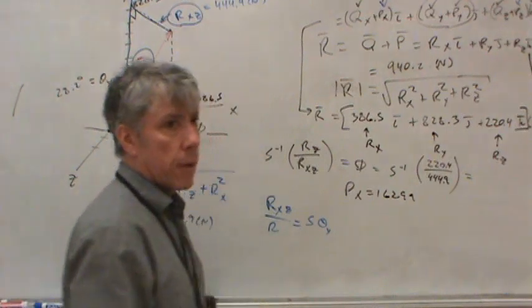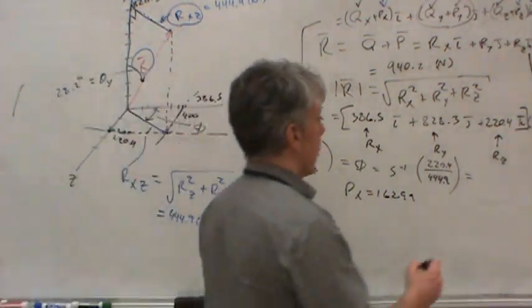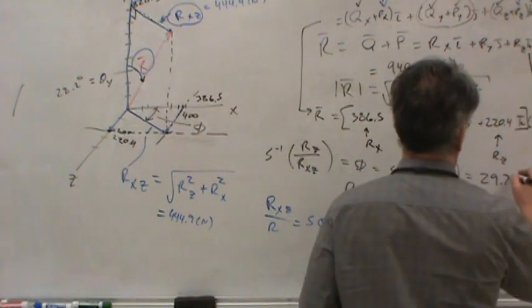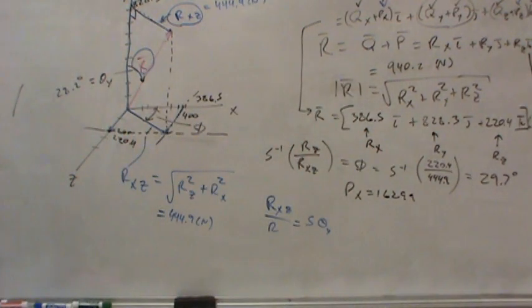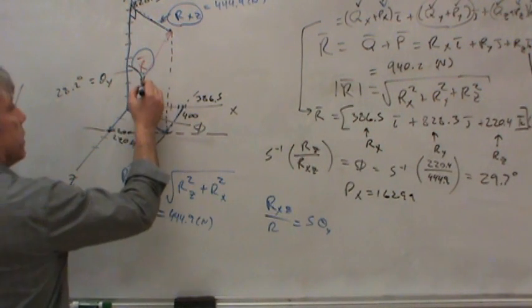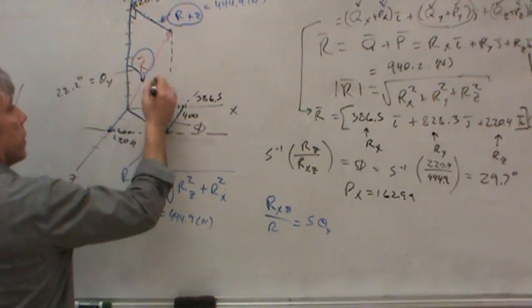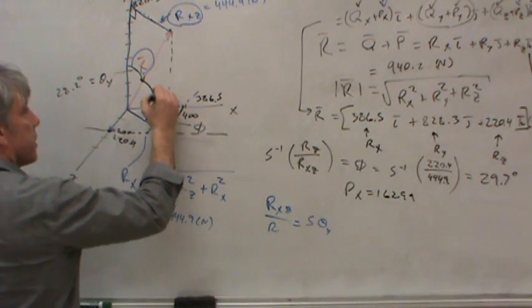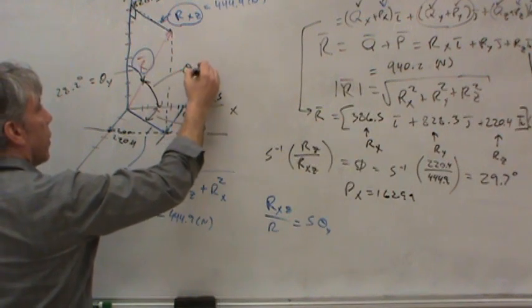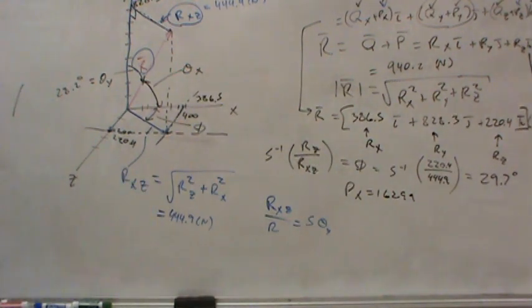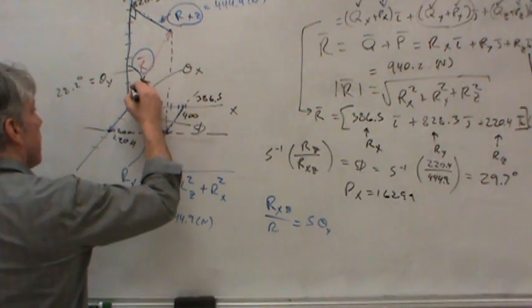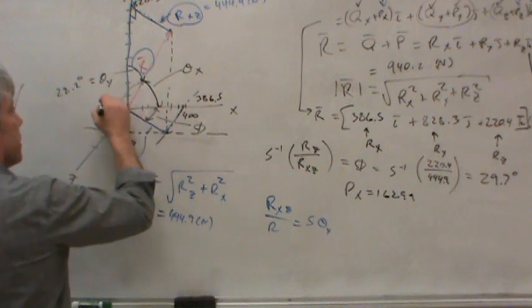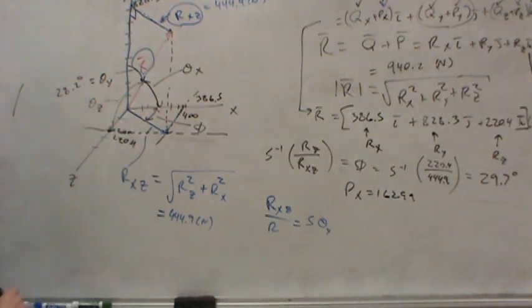Our final answer. 29.7. 29.7 degrees. Now, let's do something else. I would like to find the angle from the resultant vector down to the x-axis. That I would call theta x for r. Okay? I'd also like to find the angle from the resultant vector down to the z-axis, and that's an angle I would call theta z.